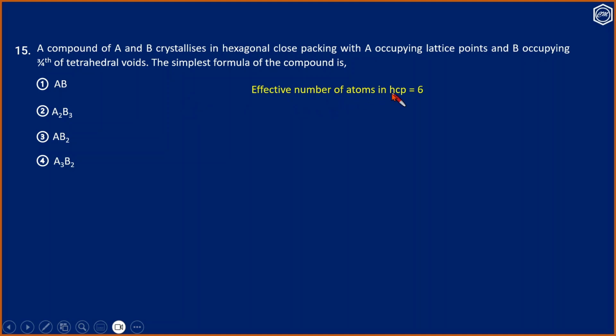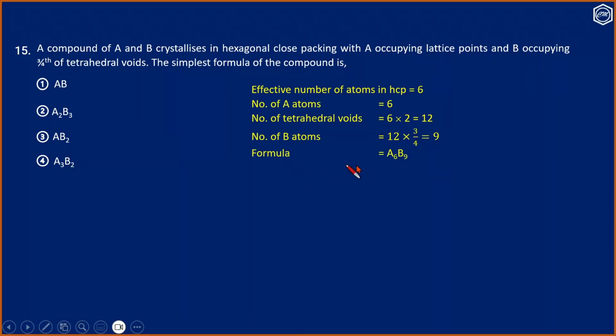The effective number of atoms in HCP is 6. Here the close packing is hexagonal close packing. The number of A atoms is 6, that is A occupying the lattice points and B in the tetrahedral voids. The number of tetrahedral voids is 6 into 2 equal to 12. The number of B atoms must be 12 into 3 by 4 equal to 9. Therefore the formula is A6B9 or A2B3. So option 2 is the correct answer.